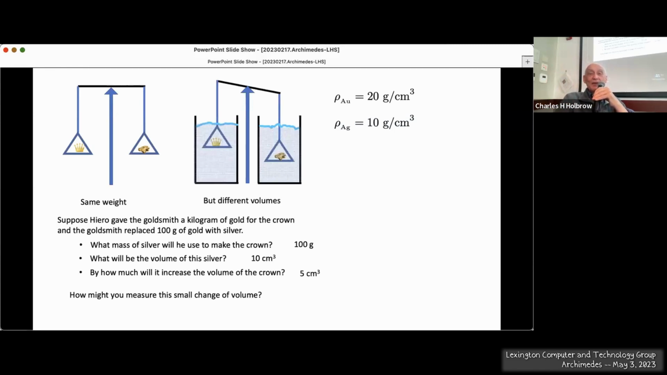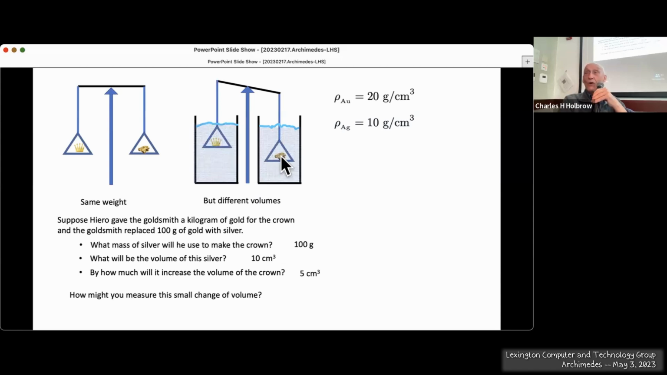Which one is going to be buoyed up more by Archimedes' principle? Which one is going to displace more water? Which one has the larger volume? The one with silver. And so the crown is right there.